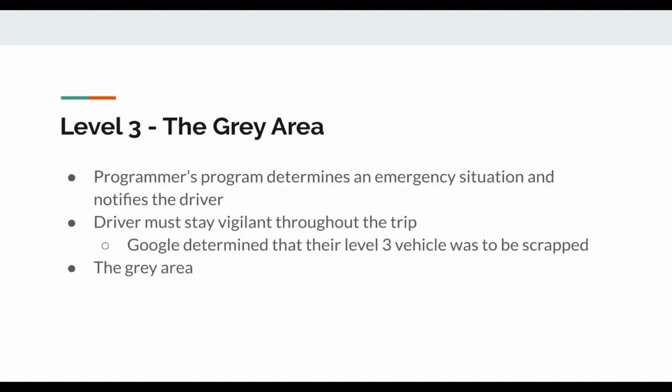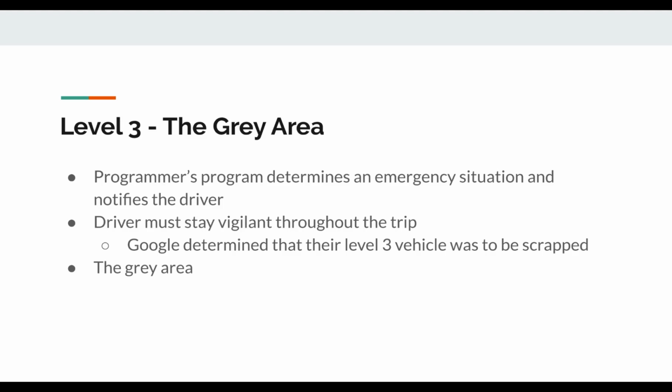If the car detects an emergency situation and notifies the driver, shifting all the fault from the car to the driver at the last minute, not allowing the driver to react, that is a very gray area. The driver must have time to react, but the driver might not.